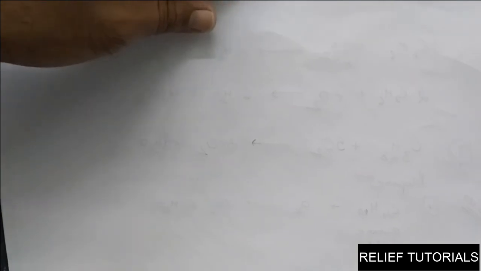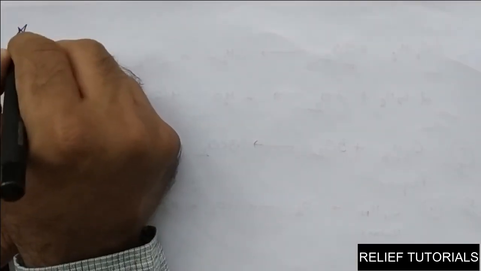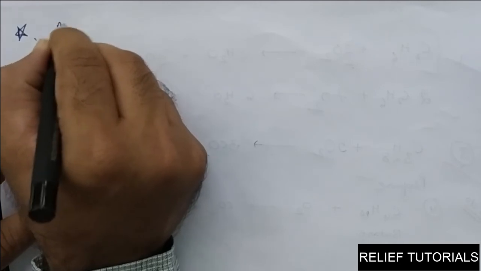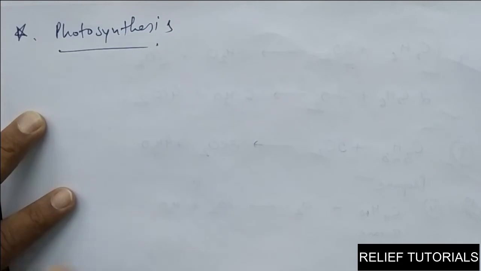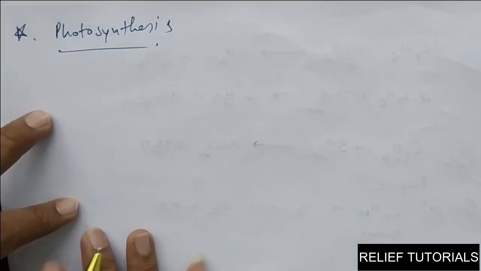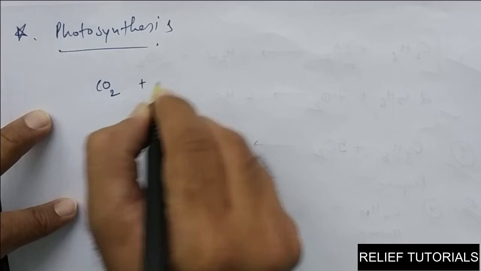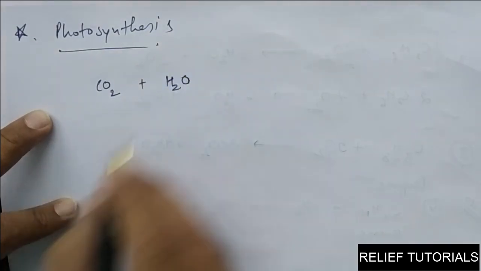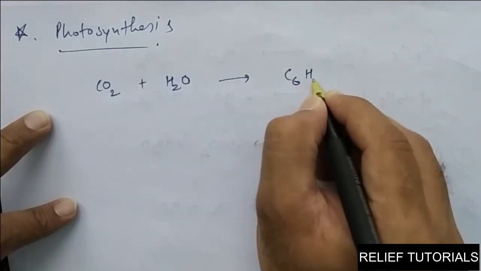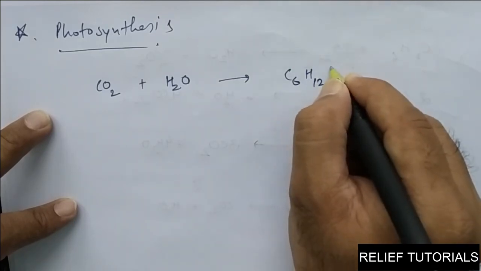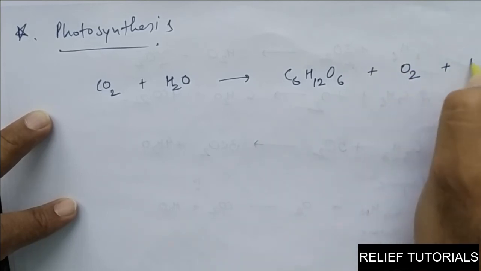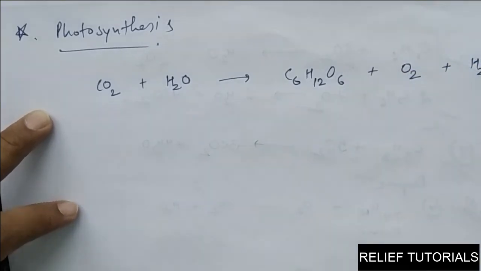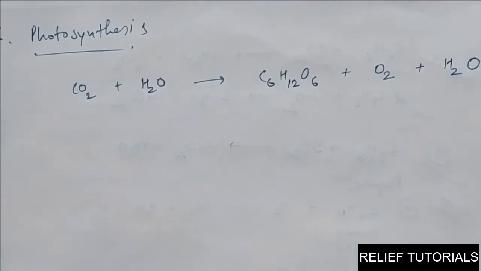One more example. We are all familiar with one of the reactions called photosynthesis. Photosynthesis is the process in which carbon dioxide reacts with water to form C6H12O6, glucose, oxygen is released, and also water. Now, how can you balance it?